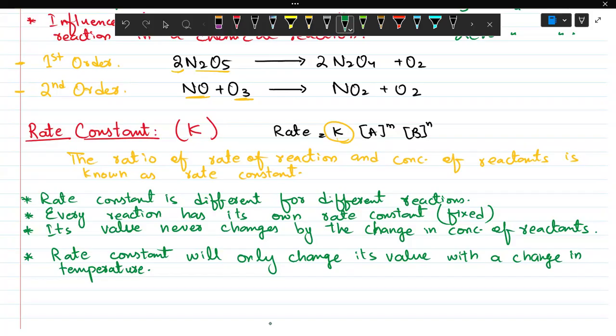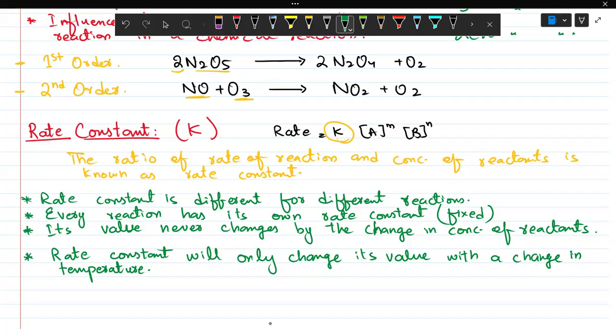We don't have any concern with the temperature, but the temperature mentioning is making sure that the rate constant is not changing in all of the scenarios. Is it clear? Yes, sir. So the rate constant is always a fixed value. Rate constant is what? Rate constant is always a fixed value. Is it clear? Yes, sir.